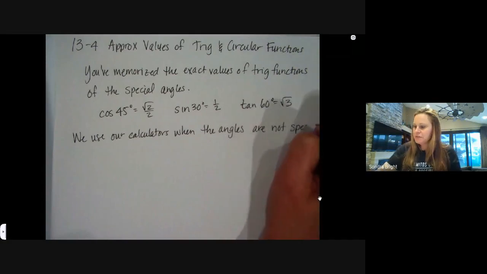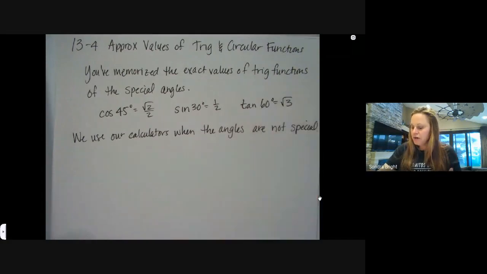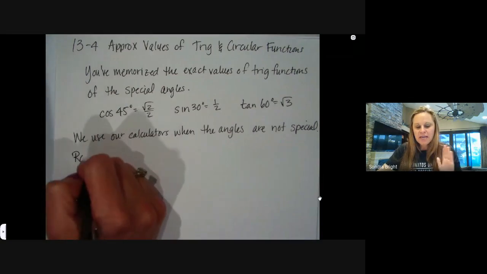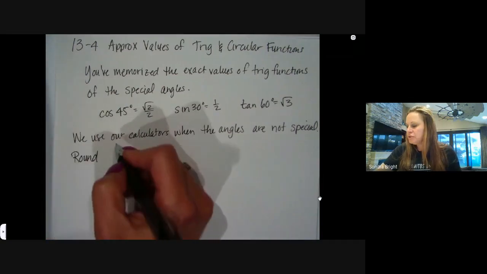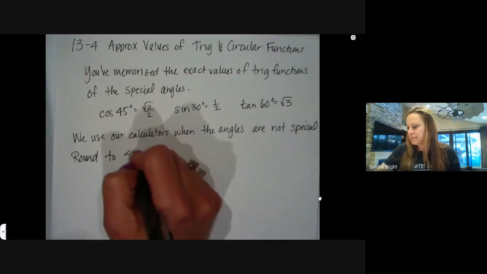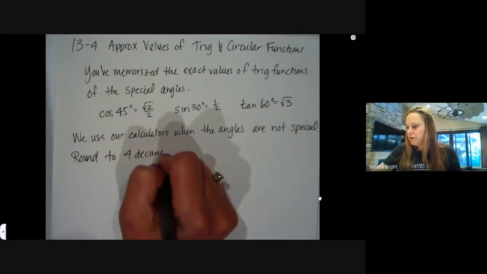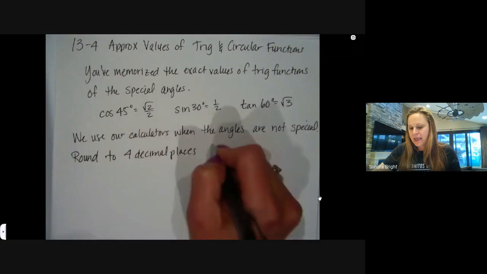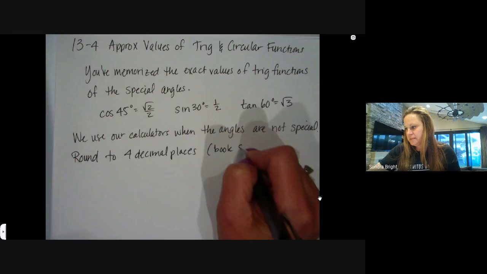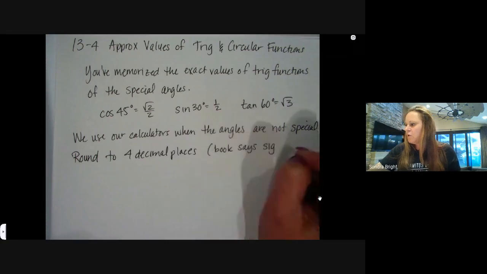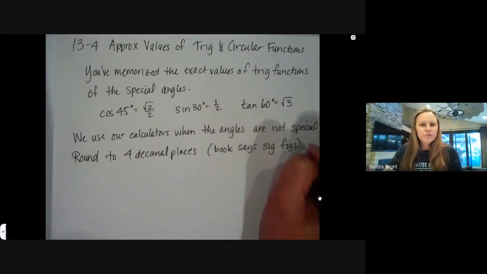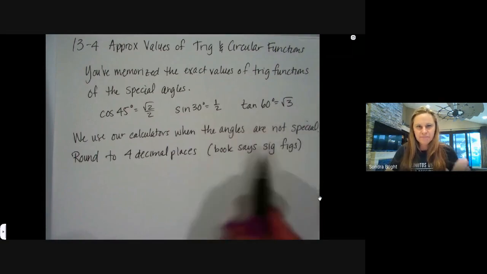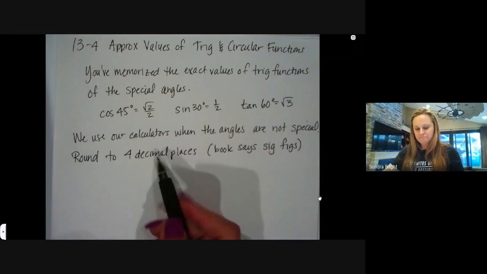Right. Okay. So for all of our questions that we're going to do on the test, on the quiz, everything, we're going to say round to 4 decimal places. The book is going to say significant figures, sig figs. We're not going to do sig figs. We're going to round to 4 decimal places every time. Okay, so just do that on every problem.